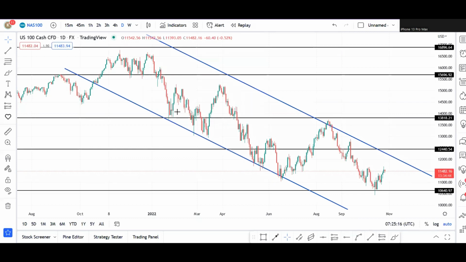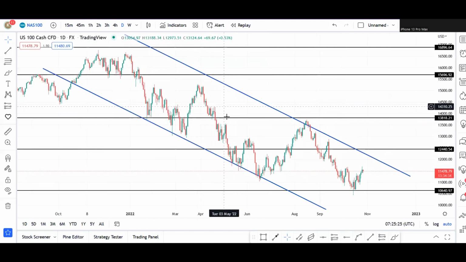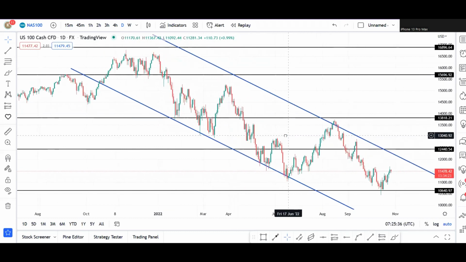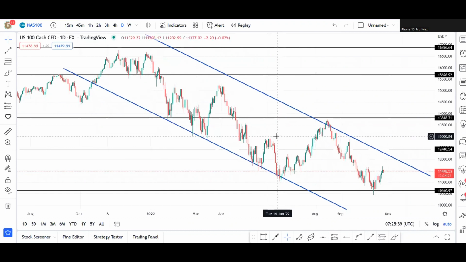So a downtrend is made of a series of lower highs and lower lows. Lower highs and lower lows. So basically that's how a downtrend is made. As you can see, we are currently on a downtrend on NAS 100.